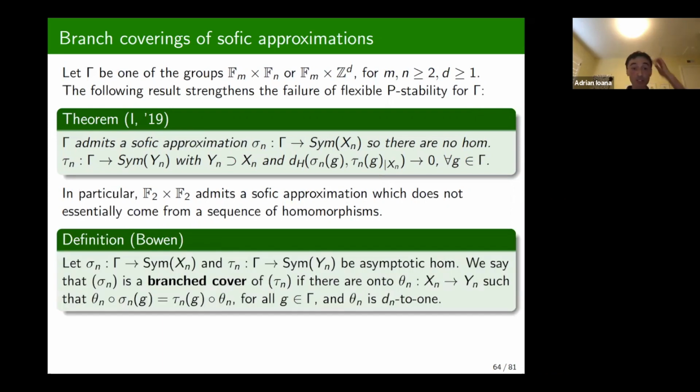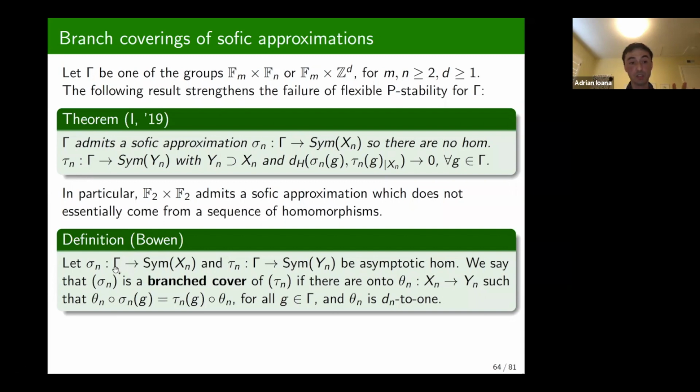So this involves a certain notion of a branch cover of an asymptotic homomorphism. I'm not entirely sure. I discussed with him, but I still don't think I fully understand what his motivation was. I think it comes from graph theory, looking at the graphs associated with Cayley graphs, or I guess the Schreier graphs, coming from Sophic approximations.